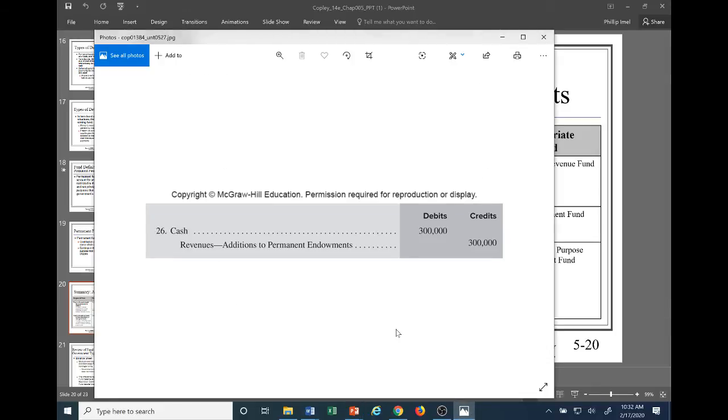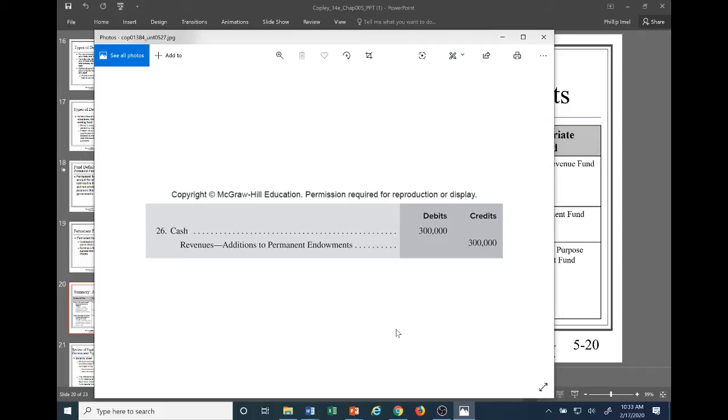So now let's look at some examples here. Let's assume that early in 2020, Richard Lee, a citizen of the village of Riverside, drove by the village cemetery and was distressed by the poor level of maintenance. So it just looks awful, right? He drove by and he's just disgusted with it. He entered into an agreement with the village officials on April 1 to provide $300,000 to the village, with the stipulation that the $300,000 be invested, the principal never expended, and the earnings be used to maintain the village cemetery. Accordingly, the Lee Cemetery Perpetual Care Fund was established, and the following entry was made.